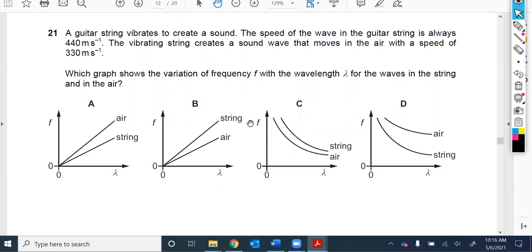So the frequency and the wavelength, as we get bigger wavelengths, do we get bigger frequencies? Or is it as we get bigger wavelengths, we get lower frequencies? So the first clue might be thinking about the relationship between wavelength and frequency that we've explored previously.